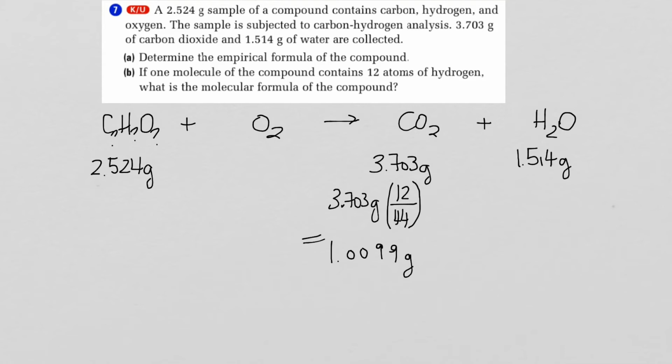So why did I do this? Why did I do this here? Okay, what is the 12 over 44? Because we have carbon dioxide, right? We can say that in 1 mole of carbon dioxide, 12 grams comes from carbon, and then the molar mass of carbon dioxide is 44 grams.